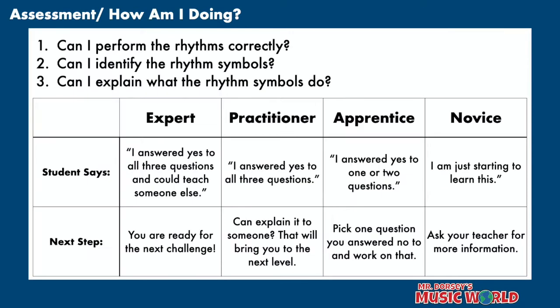Now at the end of this lesson, we're going to assess or grade ourselves on how we did. So you want to think about these 3 questions as you go through the lesson. Number 1, can I perform the rhythms correctly? Number 2, can I identify the rhythm symbols? And number 3, can I explain what the rhythm symbols do? In order to help us learn and understand quarter notes and paired eighth notes, or 2/8 notes, we're going to use an old song called The Closet Key.